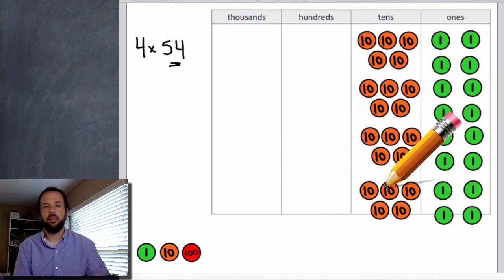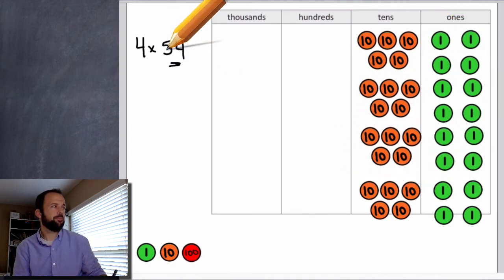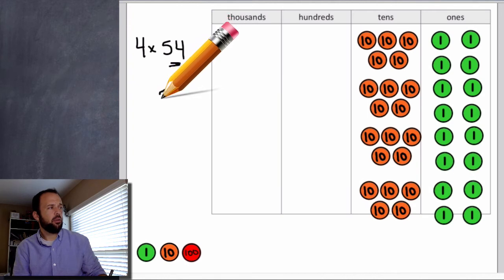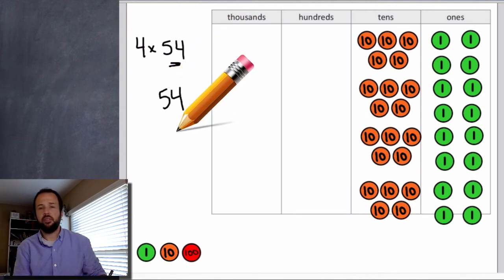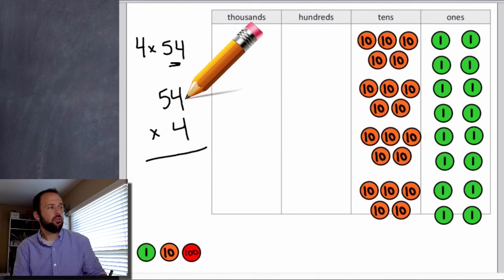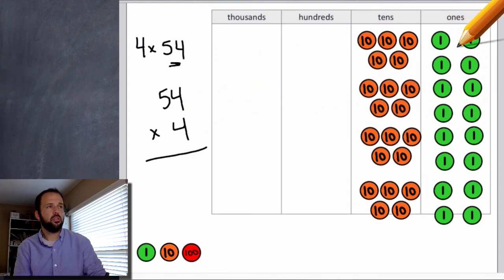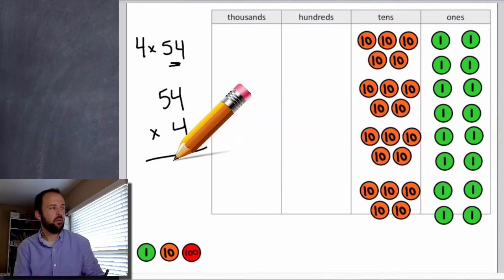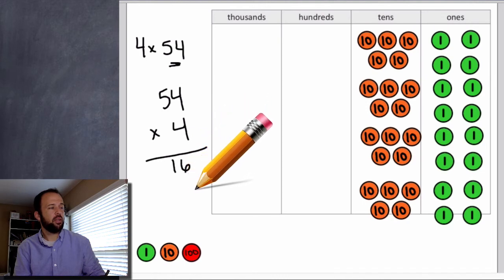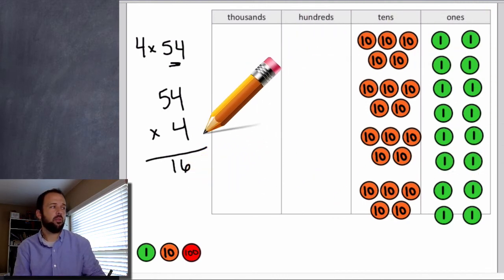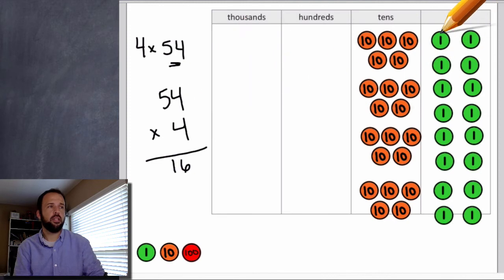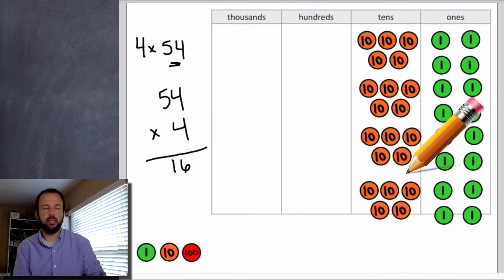So now, what number do I have? What am I representing? I'm going to go ahead and write my problem vertically over here. So I have that 54 times 4, right? So if we look at our ones first, we had 4 times 4, and that gave us, let's see, 1, 2, 3, 4, 6, 8, 10, 12, 14, 16. 16, okay? So I'm going to write down 16 right here because that's how many ones I got when I multiplied 4 ones times 4 ones, or I did those 4 ones 4 times, right?